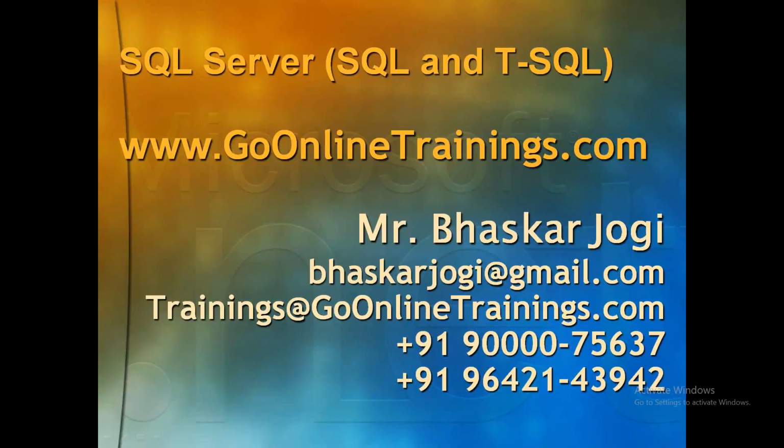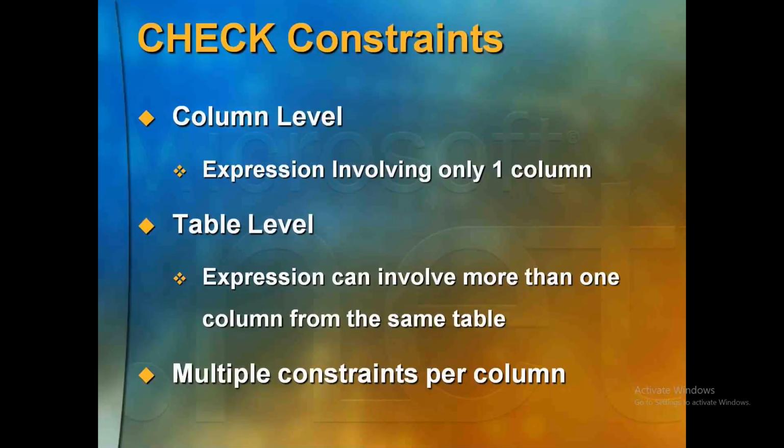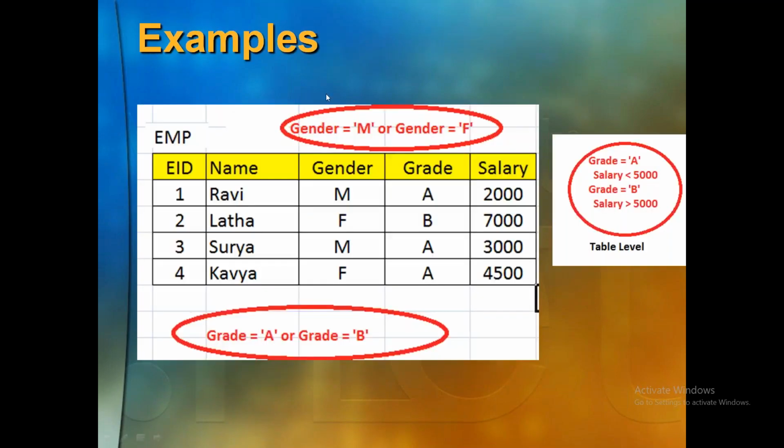So now we wanted to discuss check constraints. Okay, column level check constraints we have, table level check constraints we have, and multiple check constraints where check constraints can be implemented. For example, I have created an employee table. Employee ID is the primary key. Employee name, I don't have any condition. Gender, I wanted to restrict. Gender could be either male or female.